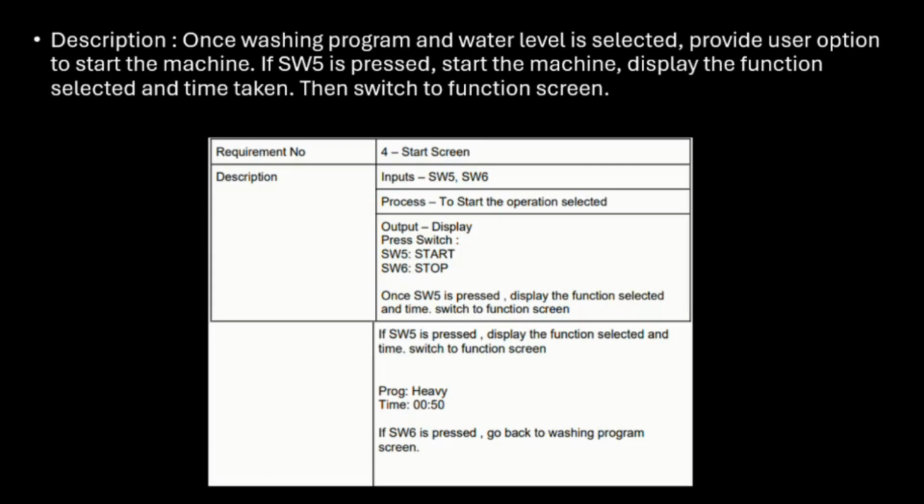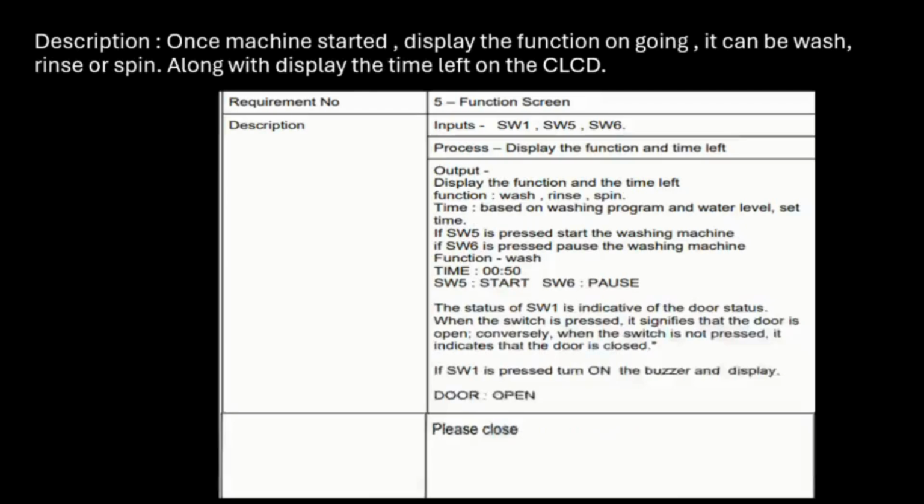After the water level is selected, we have to provide the user with two options: start or stop. If we press the start switch, SW5, then the washing machine will start. And if switch 6 is pressed, you will go back to the washing program screen, like you will go back to step 2.